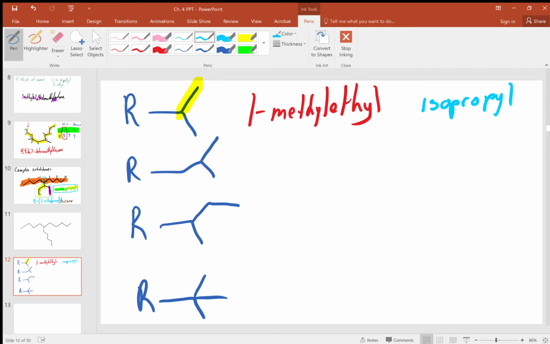So if you were taking a quiz or a test or an exam, which one of these is the correct answer? 1-methylethyl or isopropyl? Well, the reality is that both of them are correct. So you could use either one.